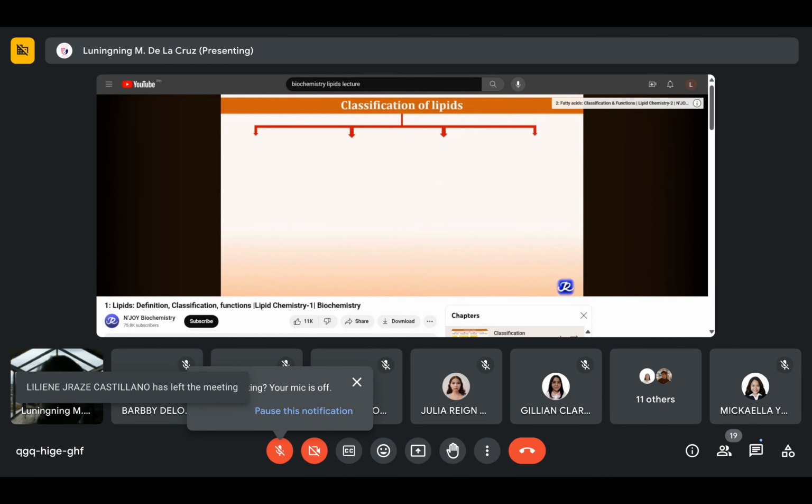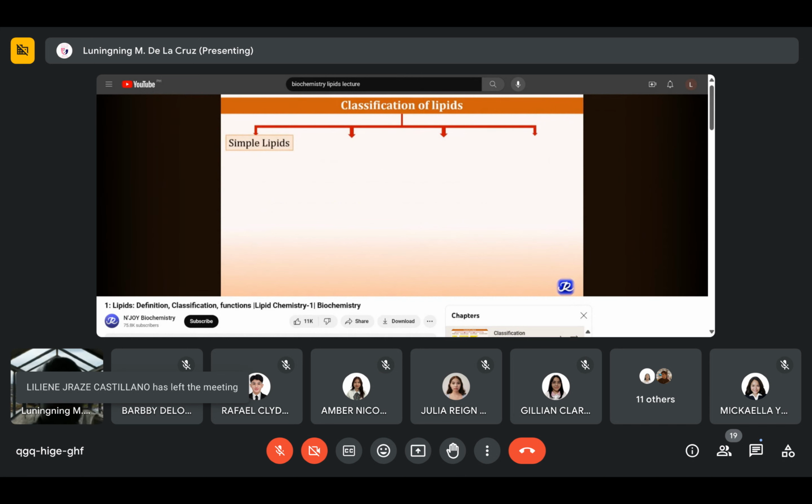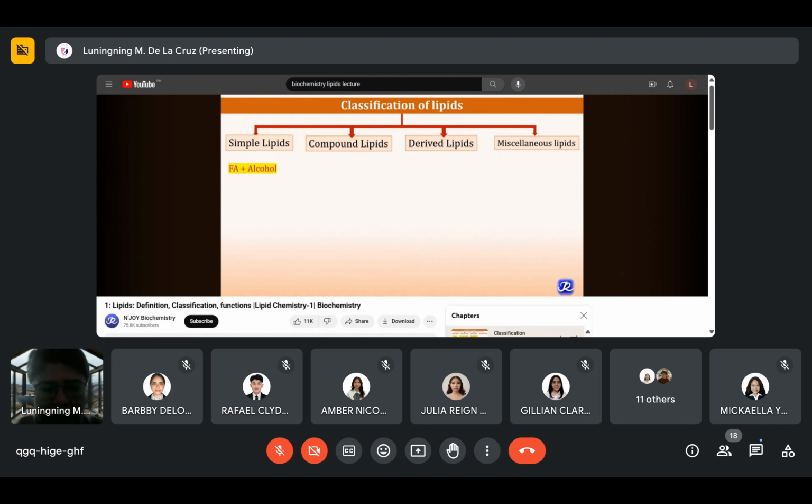Lipids are classified in four classes. The first is simple lipids, second compound lipids, third derived lipids, and fourth is miscellaneous lipids. Simple lipids are made up of fatty acid plus alcohol. Compound lipids are made up of fatty acid plus alcohol plus additional group. Derived lipids are those which are obtained from hydrolysis of simple or compound lipids, and miscellaneous lipids are those which do not fall in any category of simple, compound and derived, but they possess the characteristics of lipids.